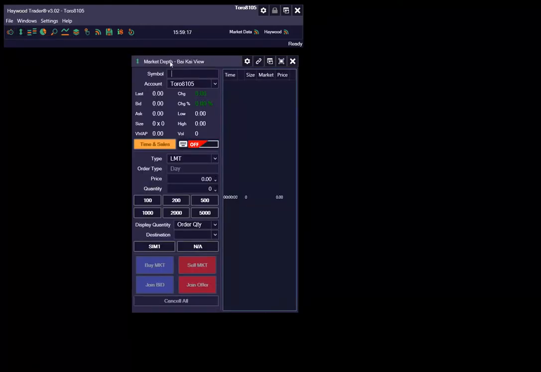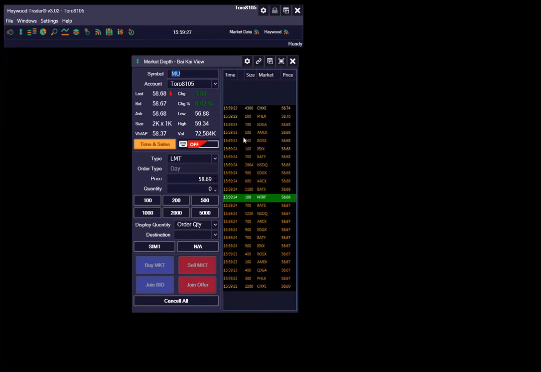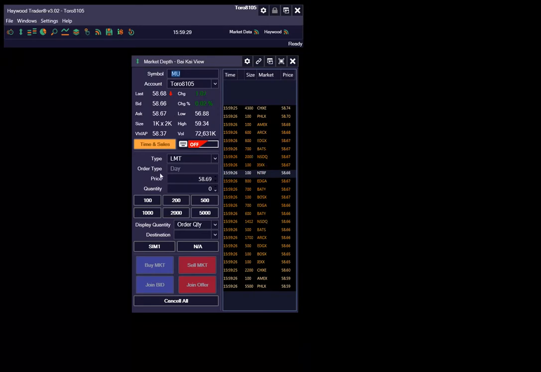Besides that, we have the market depth Baikai. In the market depth Baikai, when we enter a trading symbol, we will be able to see the times and sales beside what's going on in the markets right now, in addition to being able to execute trades right here and seeing other information related to what's going on with this particular stock during the day.